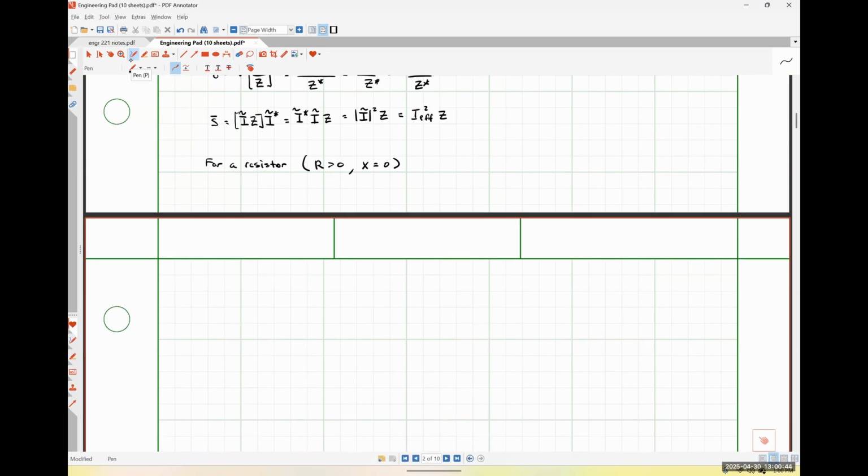We would find that our complex power S sub R is simply going to be, yes. The resistance of the load is positive. So it's like a 5 ohm resistor, 10 ohm resistor, or something like that. It's not negative like the resistance of the ballast for these fluorescent lights.